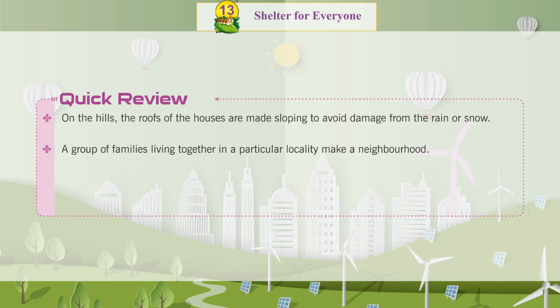A group of families living together in a particular locality make a neighborhood. Animals like ants and bees live together in groups that are called colonies.